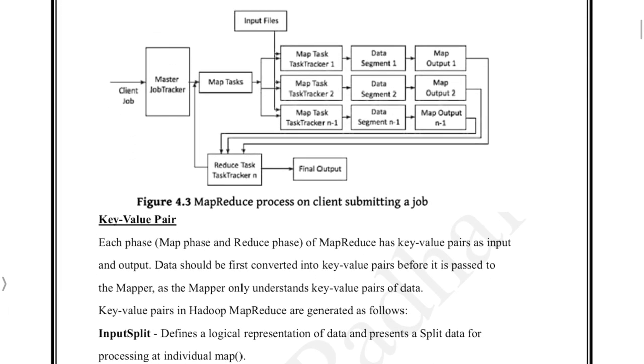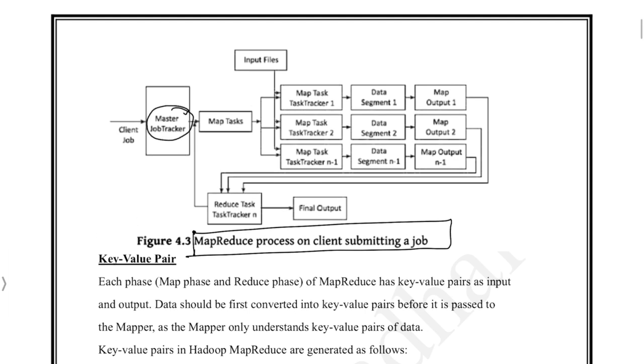Okay. So this is the MapReduce process of all the clients submitting a job. We have already mentioned the master, the job tracker, is nothing but the master which will perform all the map tasks. The map task will divide the entire data set into many chunks. So this is one slave, this is the second slave, and this is the third slave. Again, you have data segments here. What is a data segment? Nothing but the intermediate stages.